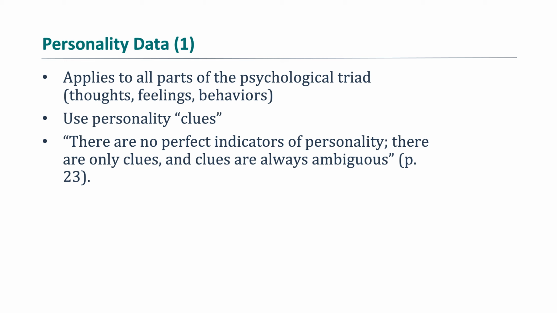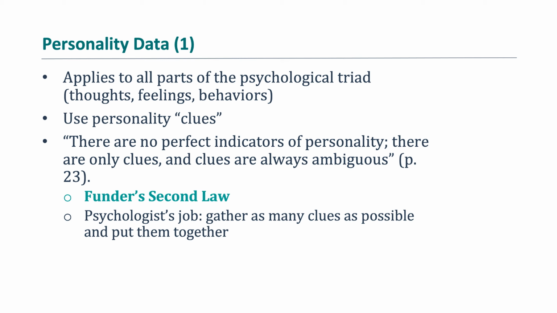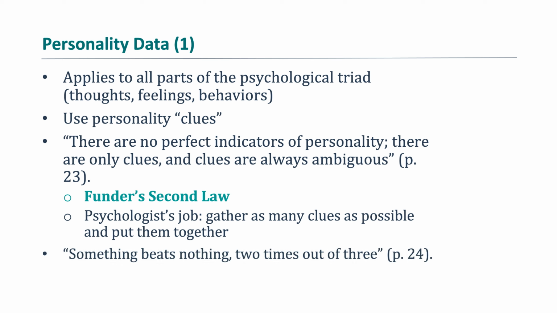So there's no perfect indicator of personality. There's only clues, and these clues are ambiguous. And this is what we call Funder's second law. Funder is the author of your book. If you remember, his first law was that a person's strength is often their weakness. The second one is that there's no perfect indicator of personality because it's ambiguous, and therefore we can only go off of those clues and how we interpret those. Again, a psychologist's job is to gather as much as possible and put them together in a cohesive way.